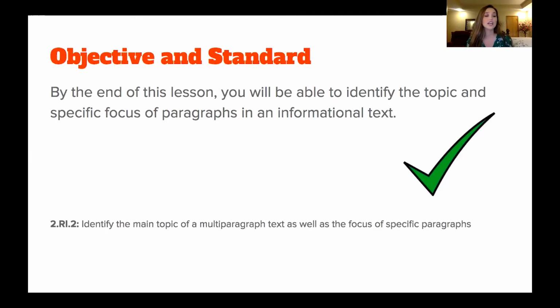So our standard is to identify the main topic of a multi-paragraph text as well as the focus of specific paragraphs. So again, very similar to our objective, and we will check back in at the end, and hopefully you guys will feel like you have reached this objective today.